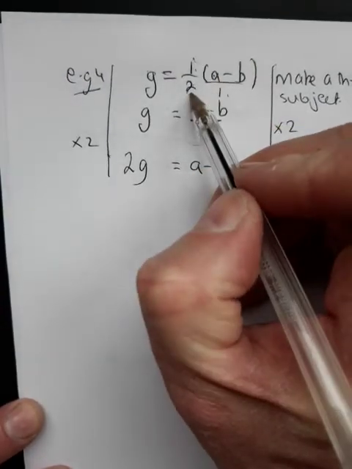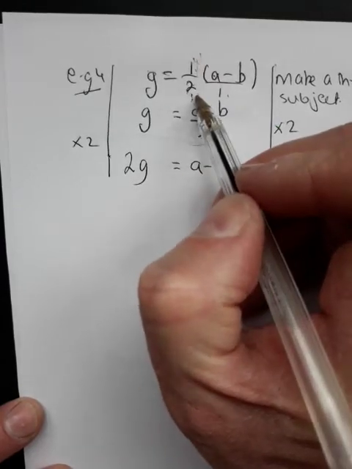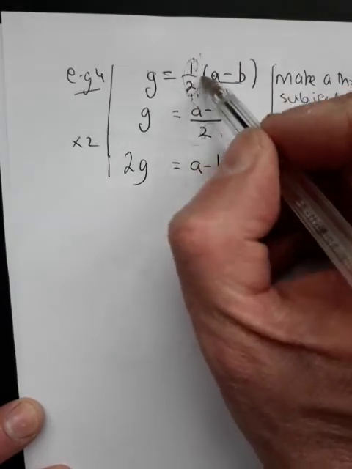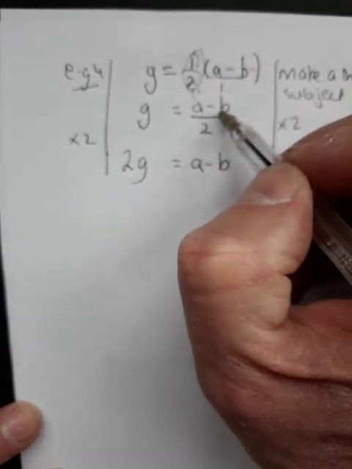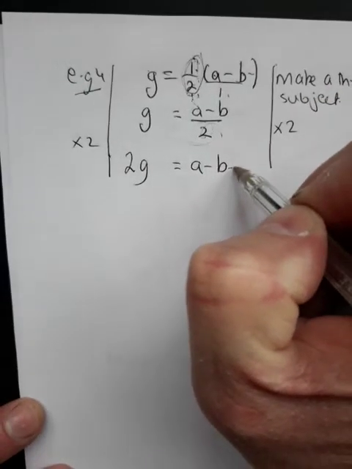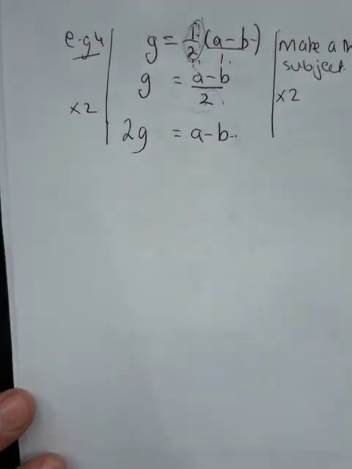If that was a third, I would times both sides by 3. If it was a quarter, I'd times both sides by 4. Basically what you're doing, if I'm timesing that by 2, I make it become a 1. And 1 times a minus b is just a minus b, which is what we've got here. Okay, I hope that makes sense.